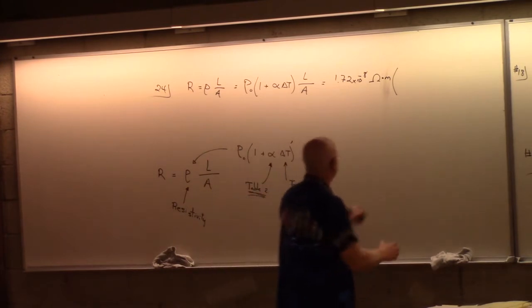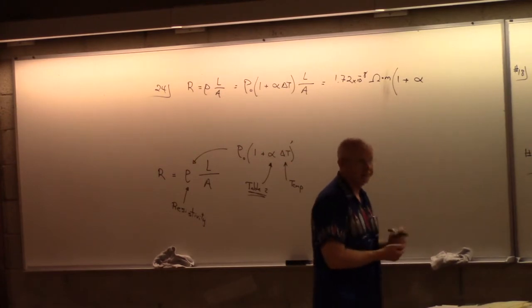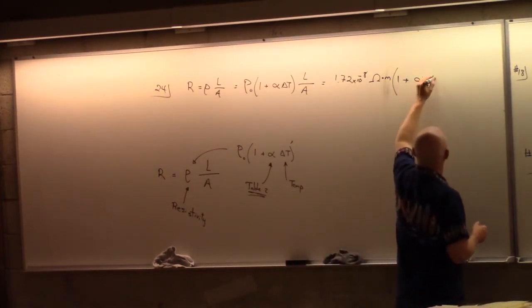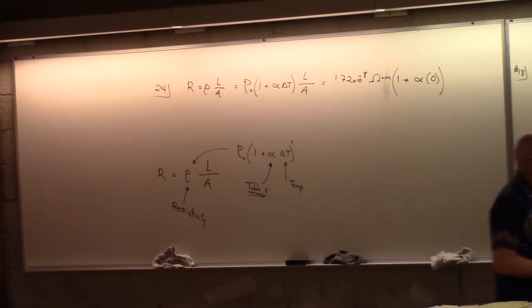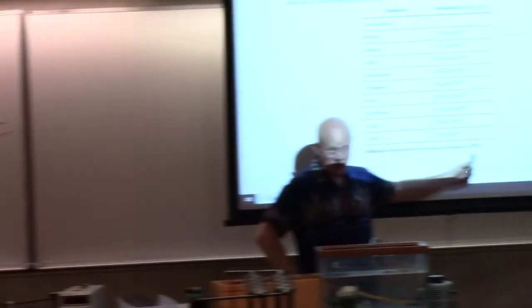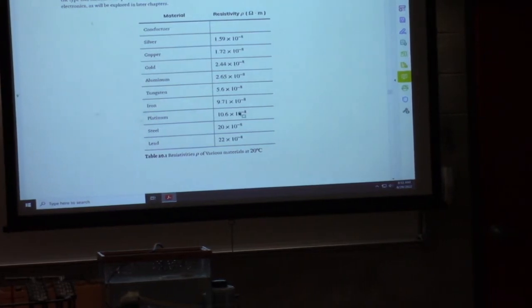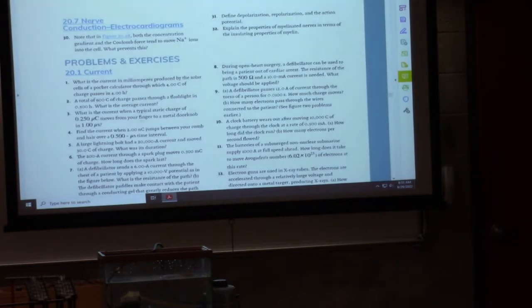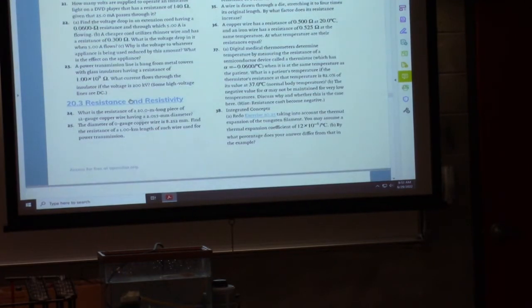Then, of course, I've got this 1 plus, and now I can go to table 2 and look up alpha. However, I don't think I need to for this problem, because your author says that this is the resistivity at 20 degrees. I would have to ask myself, am I looking at this material at 20 degrees, or less or more than 20 degrees? I think your author was maybe a little too relaxed on this problem. He doesn't even say anything about the temperature.